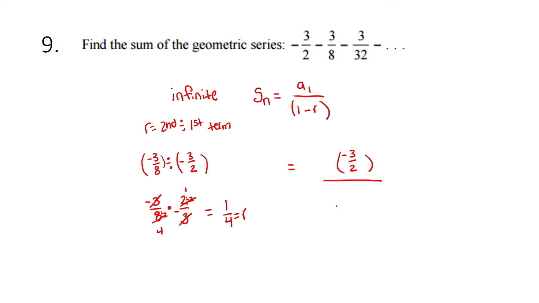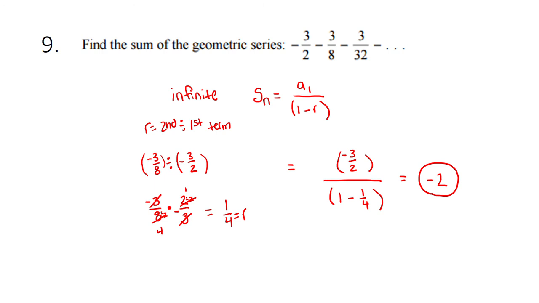Then our denominator is 1 minus 1/4. Just make sure if you're typing this in your calculator, use parentheses for both your numerator and your denominator that has 2 terms. Either way, your answer should be -2. So your infinite geometric series sum is -2.